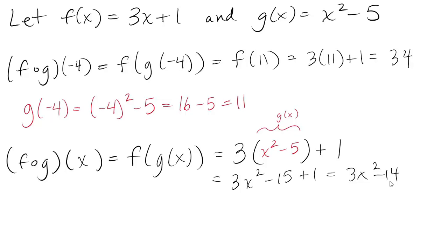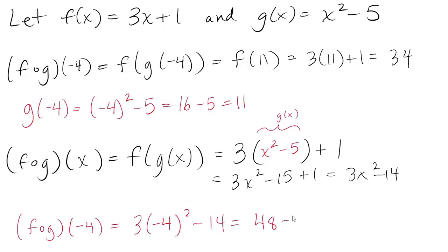For example, if I evaluate f circle g of negative 4, well, now that just means plugging negative 4 into this. So that's 3 times negative 4 squared minus 14. Negative 4 squared is 16. 3 times 16 is 48. That's 48 minus 14, which is 34, exactly what we got when we plugged -4 into g first and then plugged the result into f. We've now got a general formula for that composition.